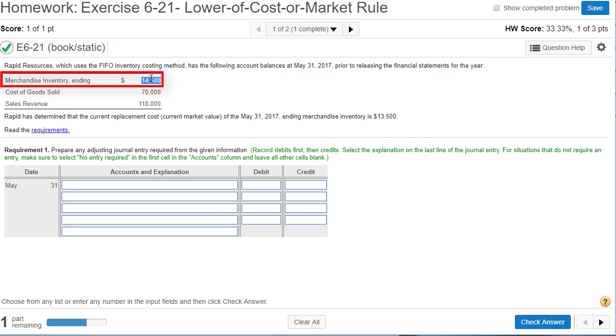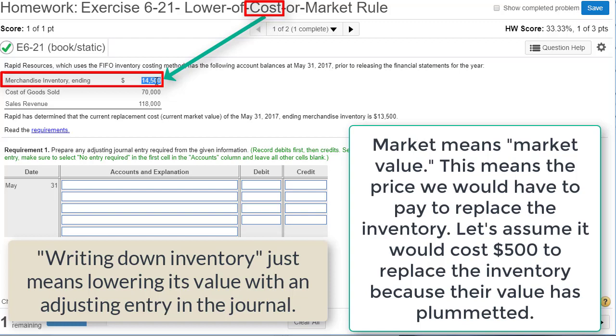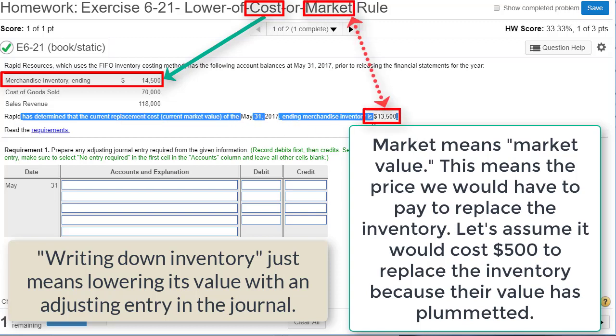So here's our inventory. On our books, in other words, our accounting records, it says that our inventory cost us $14,500. So what we have to do at the end of the year is see what the market value of that inventory is. And if it's lower than the cost, we have to write it down. In other words, lower the value of that asset. So Rapid has determined that the current replacement cost, in other words, the current market value, as of the end of May, for the inventory is actually $13,500.